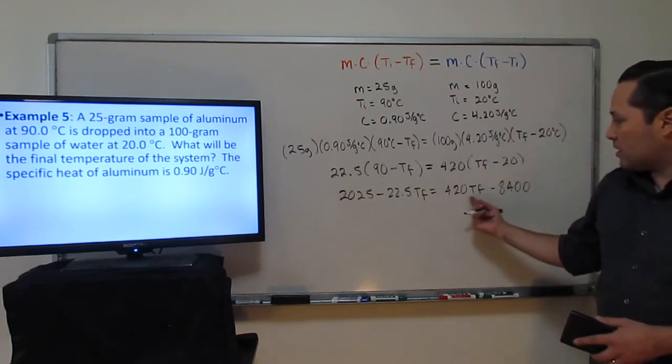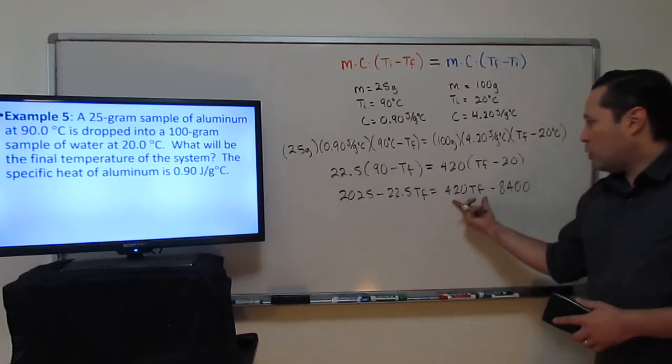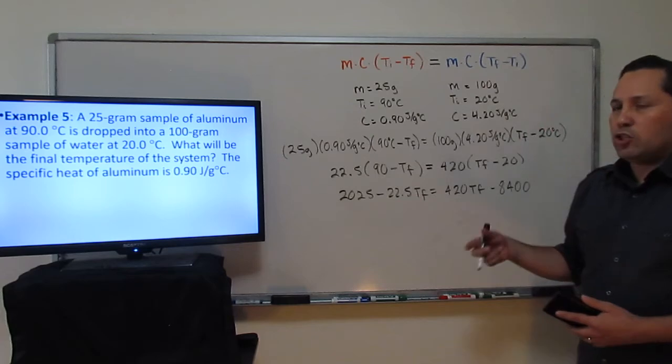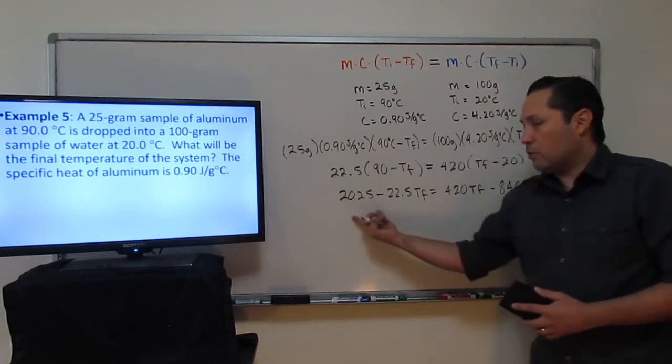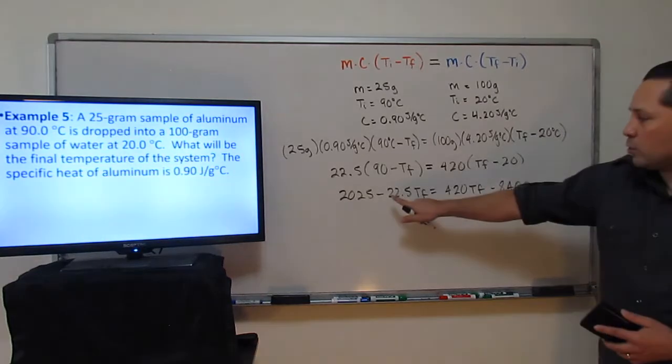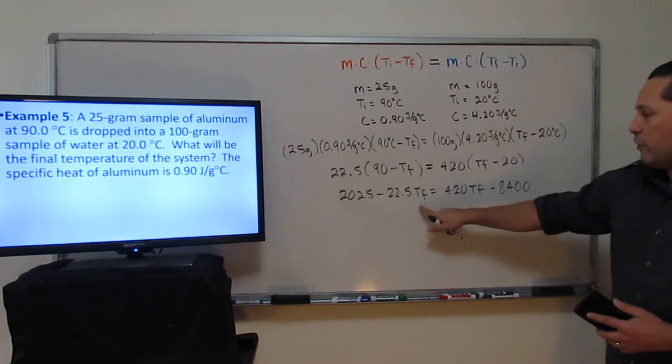So you see this has got a TF and a TF. So we're going to move this one over here. And notice because it's a negative, we're going to go ahead and move it over by addition. Same thing, we're going to combine like terms. And that's a negative, so I'm going to add. So I'm going to add 22.5 TF to both sides.